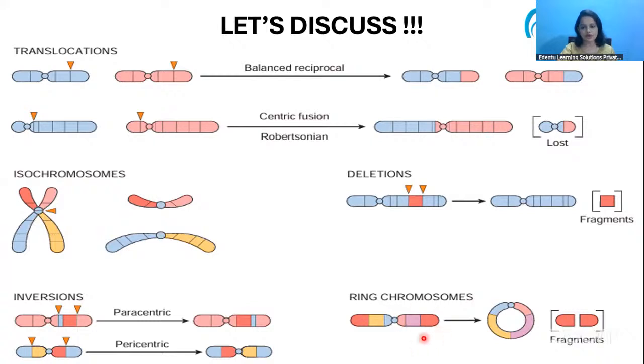And if you look at ring chromosomes, what is happening is that the end portions of the chromosome are getting cut, and this forms a ring-like structure like this, with the deletion of the end fragments.